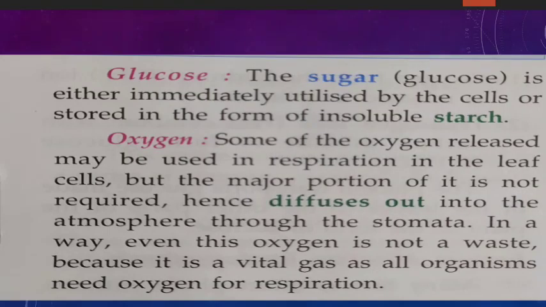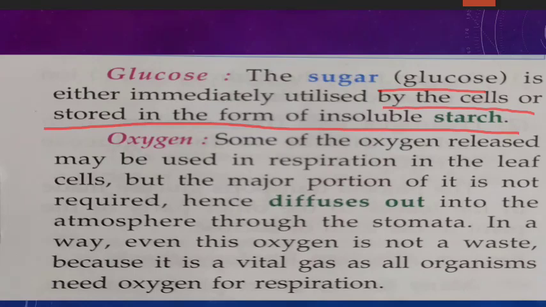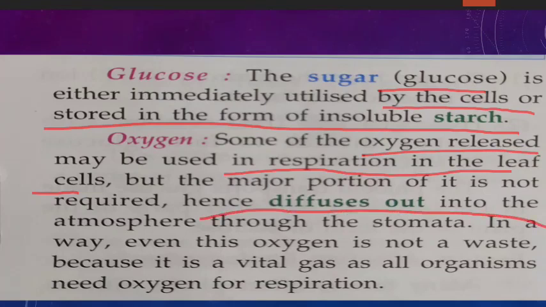Glucose is either immediately utilized by the cells or stored in the form of insoluble starch. And oxygen, some of the oxygen released may be used in respiration in the leaf cells, but a major portion of it is not required, hence it diffuses out into the atmosphere through the stomata. Clear? Because these stomata help in the exchange of gases. In a way, even this oxygen is not a waste because it is a vital gas, as all organisms need oxygen for respiration. So not only human beings, all living organisms need oxygen for respiration. For their survival, oxygen is very, very important.